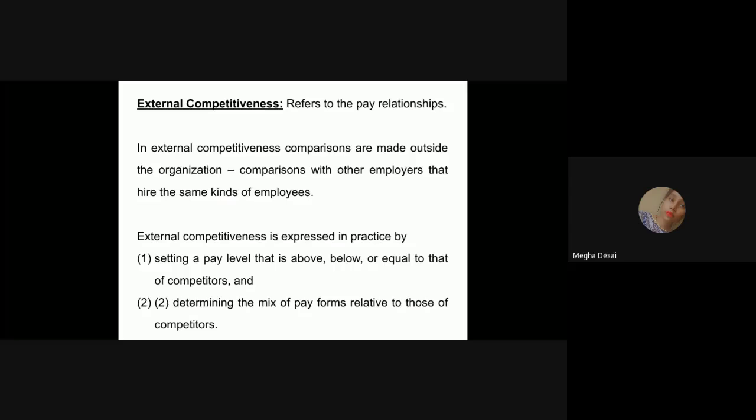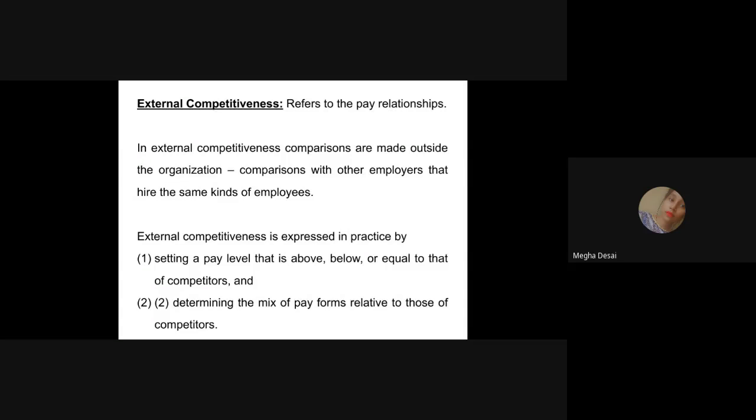We select certain organizations and certain positions. On the basis of the data we collect with respect to the compensation paid to those types of jobs in the competing organizations, we are going to use that information and take our own decision with respect to compensation, whether we have to pay below the competitors, above the competitors, or something equal to the competitors, matching the compensation strategy the competitors are paying.